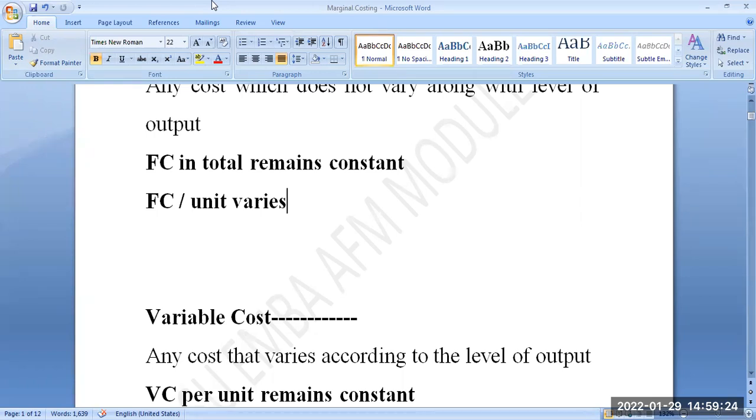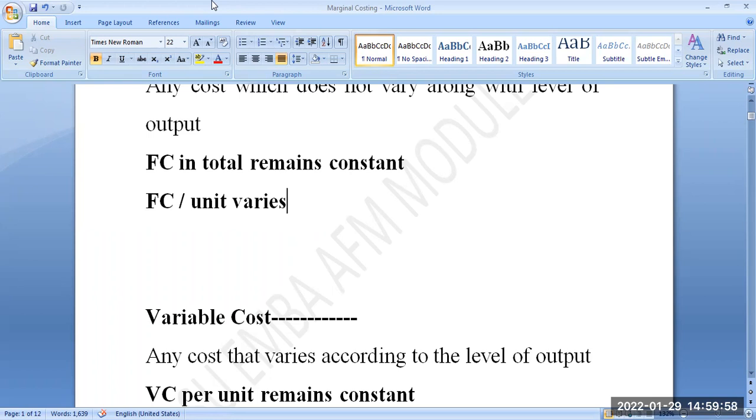Okay, fixed cost in total remains constant. The rent paid by the company for the floor where the production is happening is 1000 rupees. 1000 units are produced on that floor. What is the rent per unit? 1000 rupees is the rent paid by the company for the factory. In the factory, 1000 units are produced. What is the rent per unit of production?